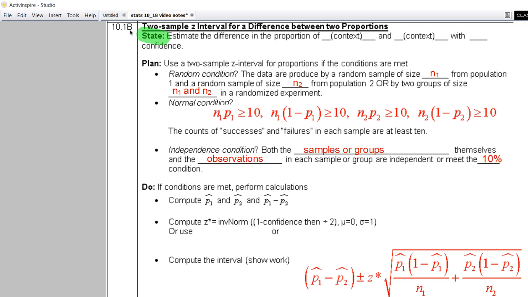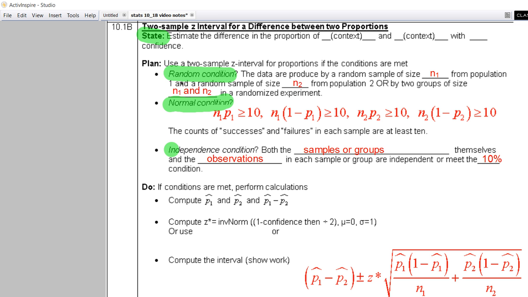So we've got the conditions, the random condition. So our data comes from a random sample. Both sets come from random samples, or two groups are set up in a randomized experiment. We have to check the normal condition, and we have to check it for each set. So the n1 times p1 is greater than or equal to 10. The n1 times 1 minus p1 greater than or equal to 10, n2, so on and so forth. Really just looking to see if the successes and failures in each sample are at least 10.